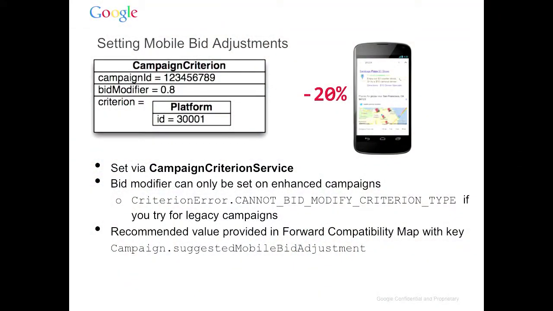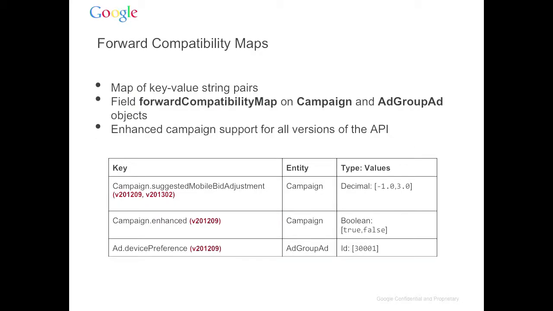So I noticed only a few of you raised your hands when you talked about forward compatibility map. So this is an excellent time to talk about what exactly is a forward compatibility map. It's actually fairly straightforward. It's just a map of key value string pairs on certain top-level objects in the SOAP API. There's a field forward compatibility map that is on campaign and ad group objects, and I think a couple of others, but these are the ones that are pertinent for enhanced campaigns.